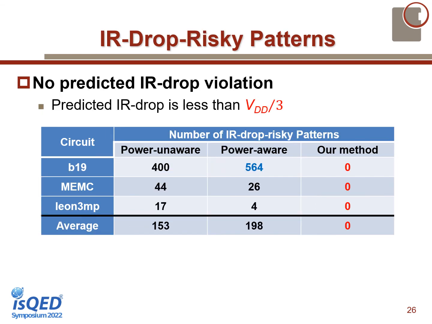This table shows the comparison of the number of IR risky patterns. The IR violation threshold is 1/3 of VDD. There are no IR drop violations in our final pattern set, since it's the primary goal and requirement of our work. Both power-unaware and power-aware ATPG by commercial tools fail to generate IR-safe patterns. Surprisingly, the power-aware method even has worse performance than the power-unaware one for the B19 circuit. I'll show some charts to explain this result.